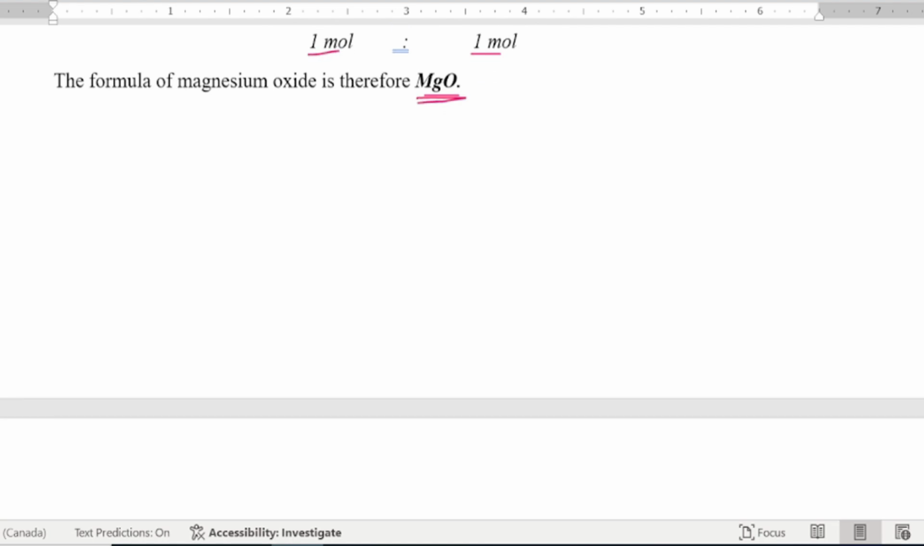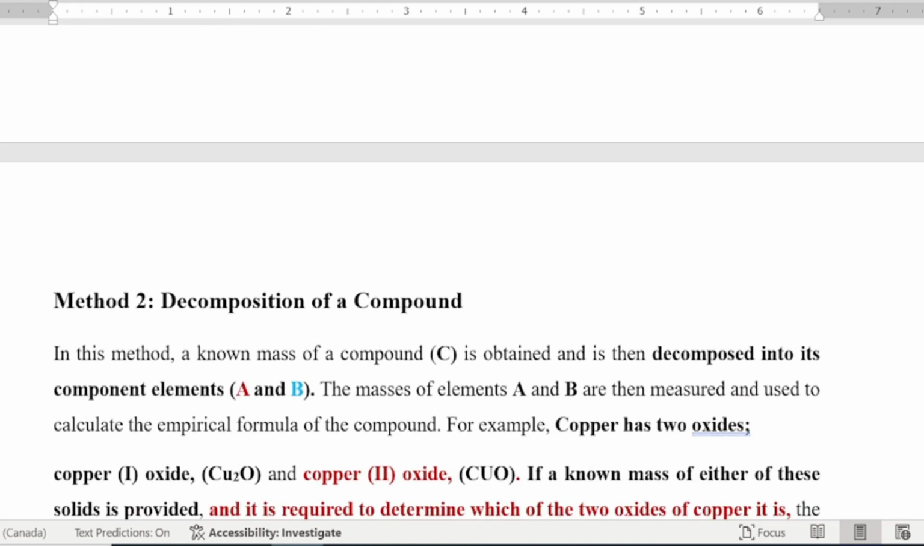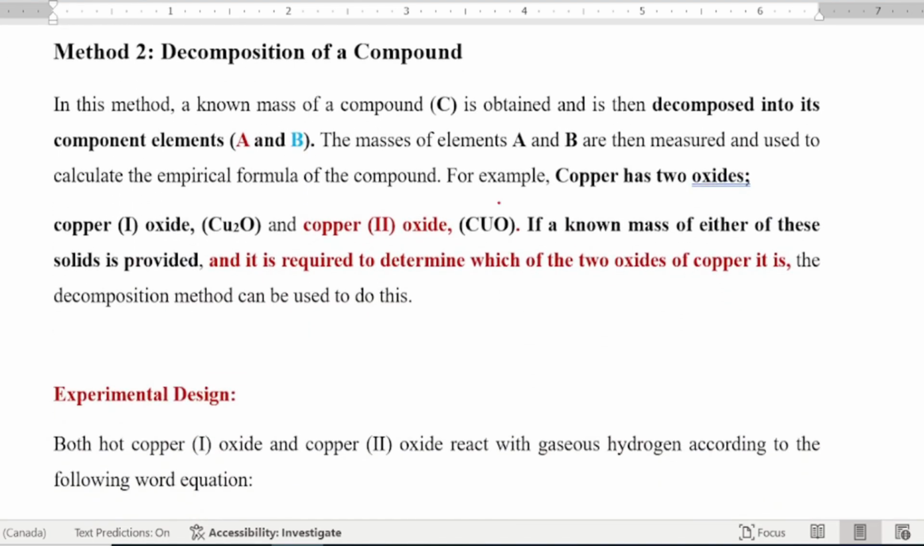Secondly, you can have another way again by decomposing a compound. Now, let us say you have another compound C, and you decompose it into elements A and B. The elements A and B are then measured to calculate the empirical formula of the compound. Copper has 2 oxides, right? Copper 1 oxide and copper 2 oxide.